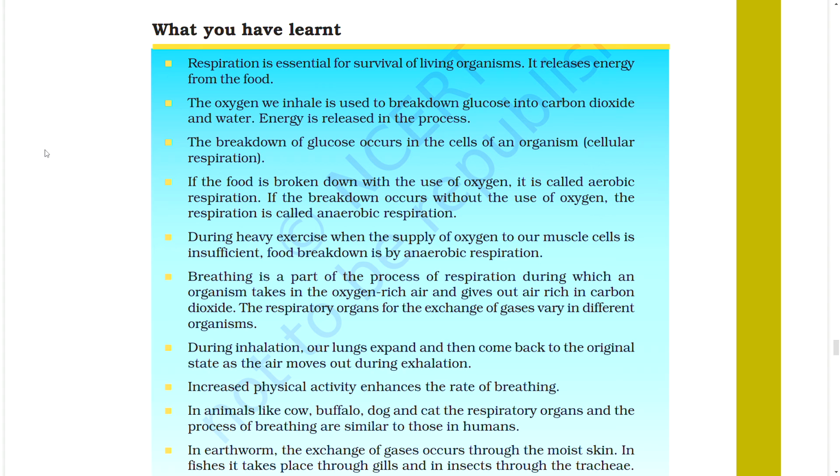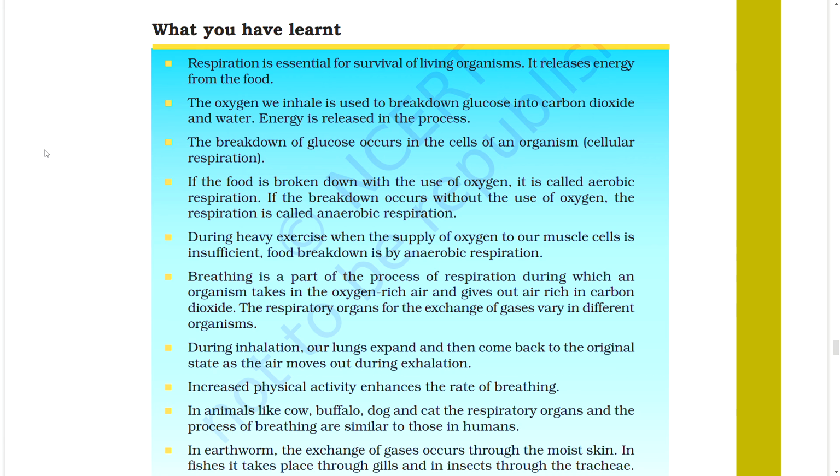Breathing is a part of the process of respiration during which an organism takes in the oxygen-rich air and gives out air rich in carbon dioxide. The respiratory organs for the exchange of gases vary in different organisms. During inhalation, our lungs expand and then come back to the original state as the air moves out during exhalation. Increased physical activity enhances the rate of breathing.